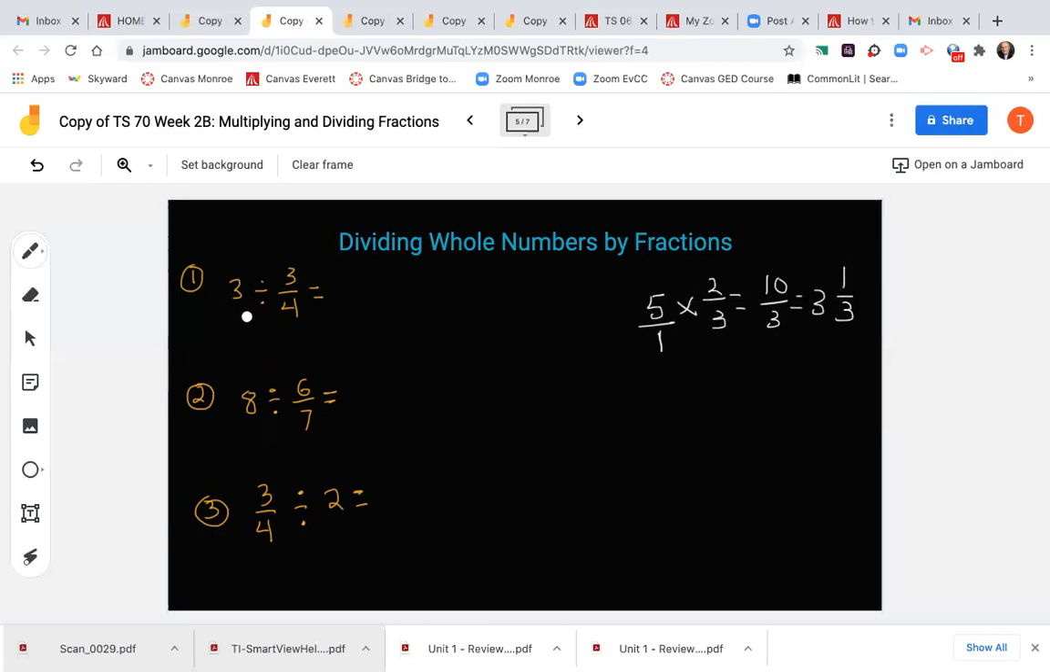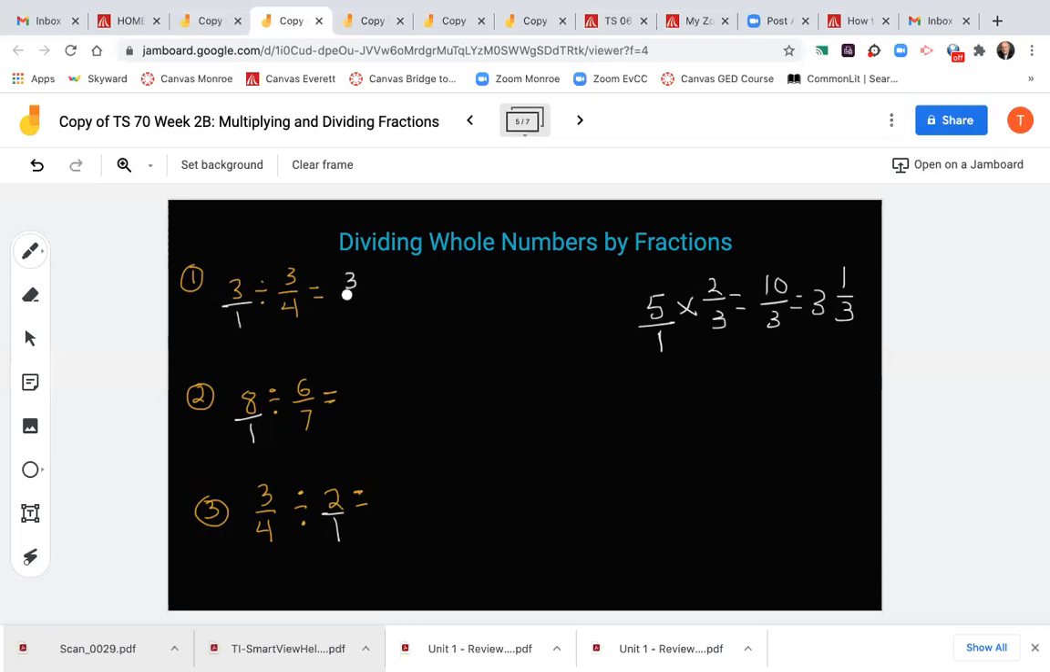It's the same in division. So if they give you a whole number and ask you to either multiply it or to divide, you're just going to put it over 1 like that. In the second example, just put 8/1. In the third example, just put 2/1. Now I'm going to go ahead and proceed like I just taught you.